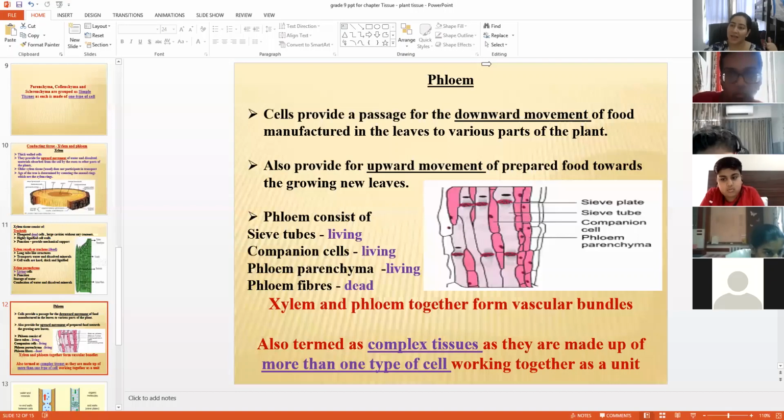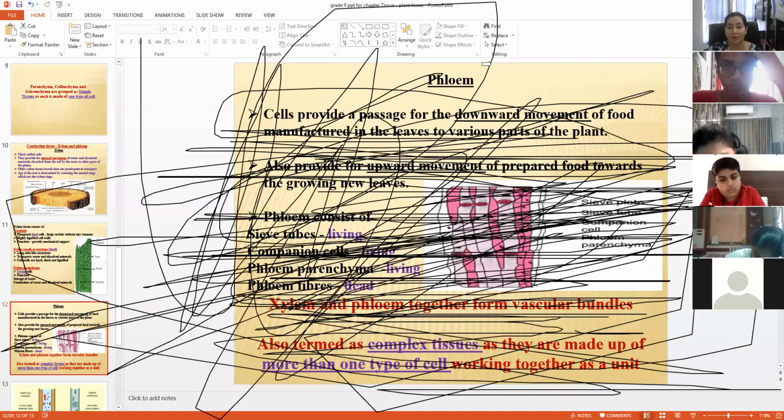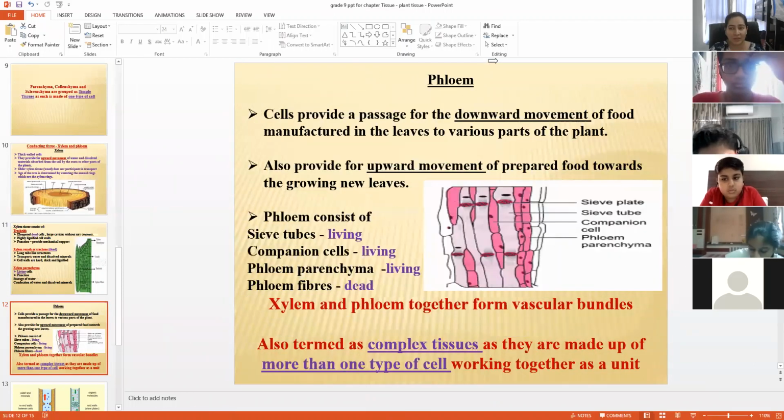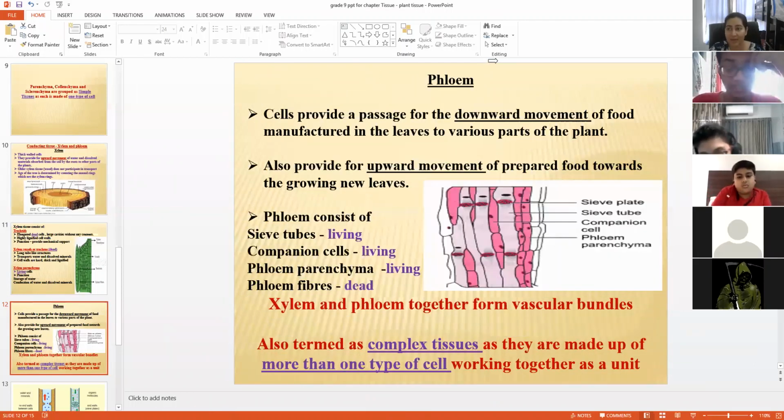Now, students, we come to the last part quickly because there are hardly 5-6 minutes. Xylem is associated with conduction of water and dissolved nutrients, whereas phloem is associated with conduction of food. Who makes the food for the plant? It is the leaves. The food is made in the leaves and then conducted downwards, to various parts of the plant. They also provide for the upward movement.